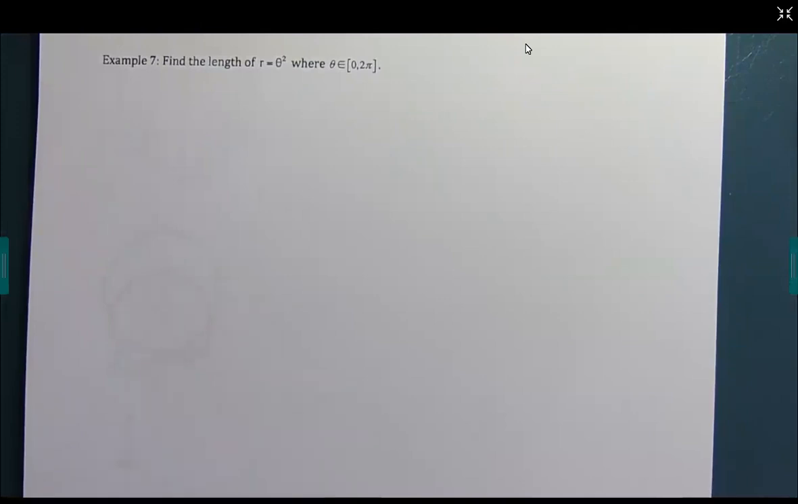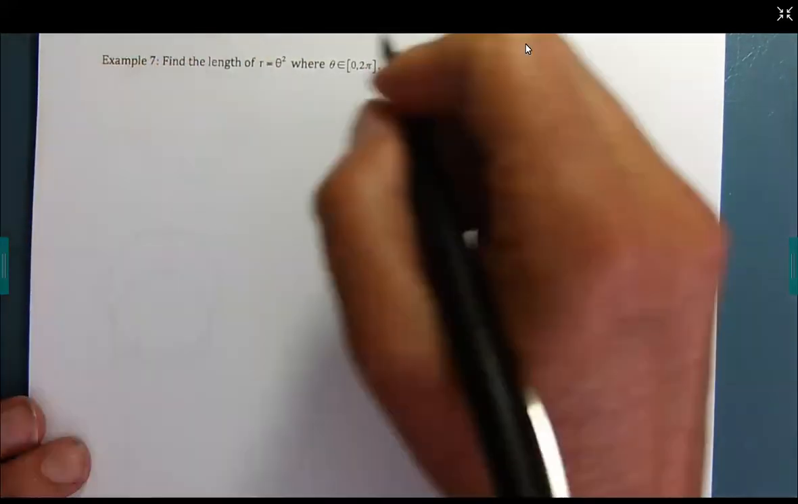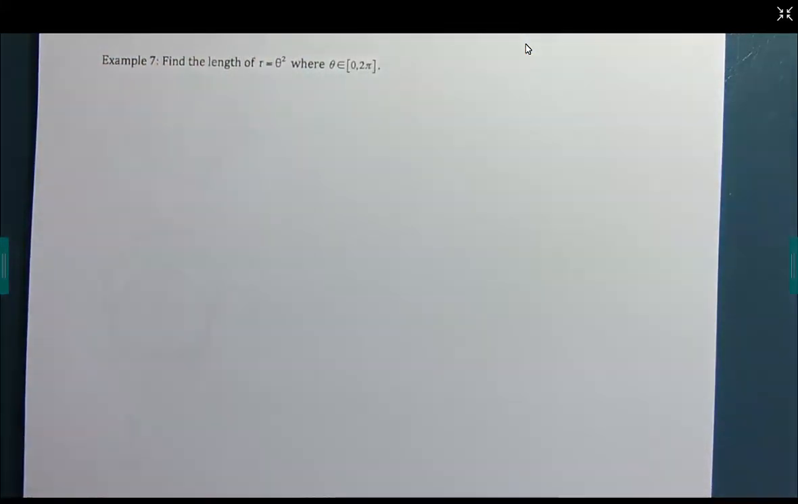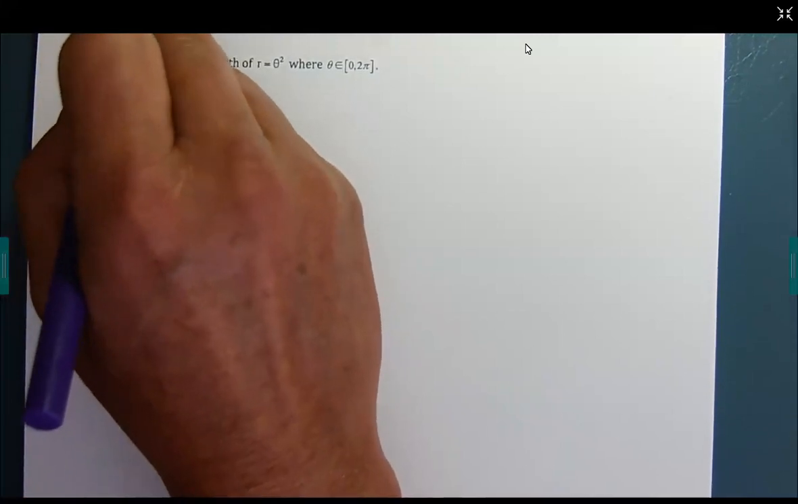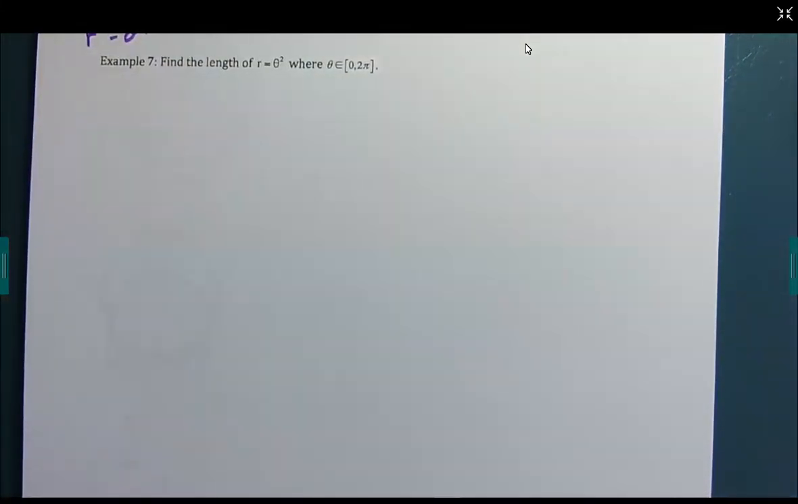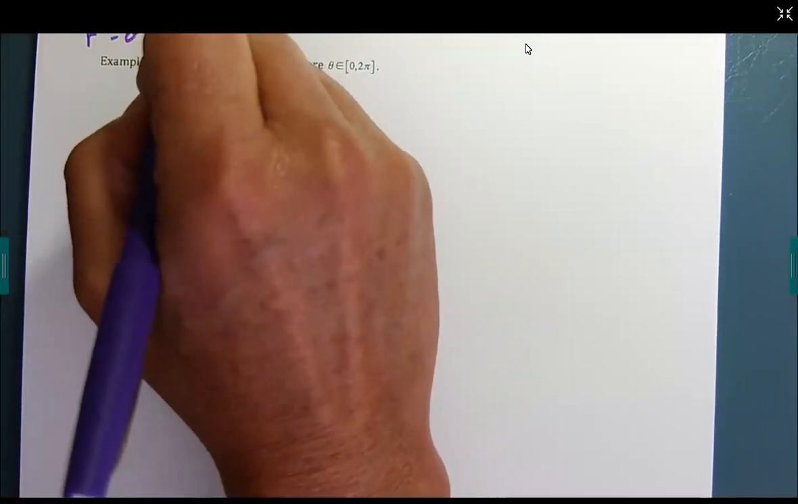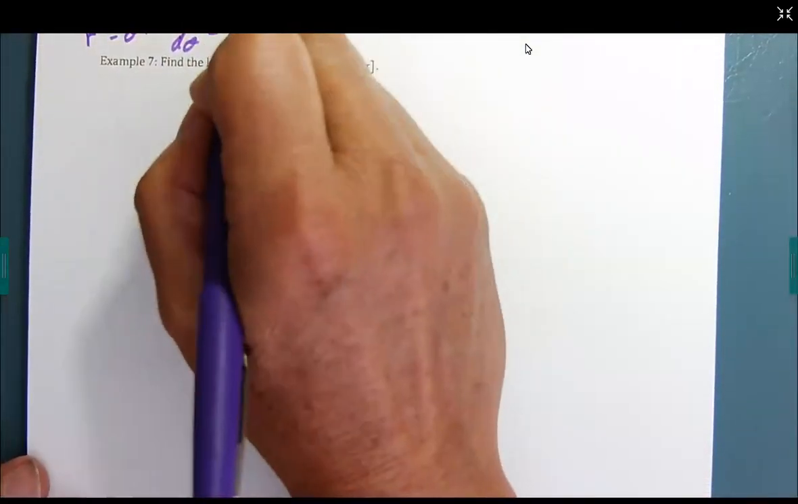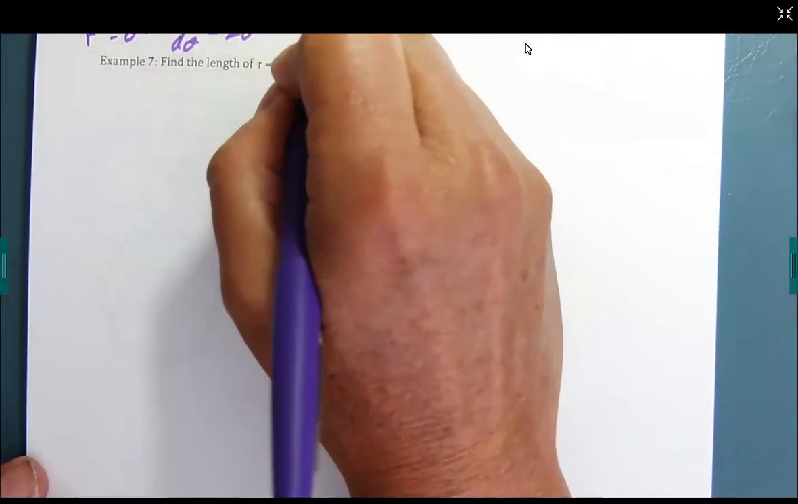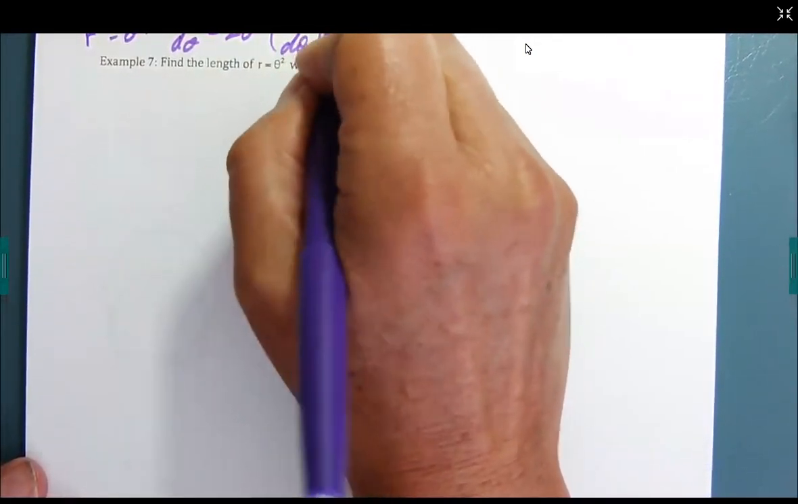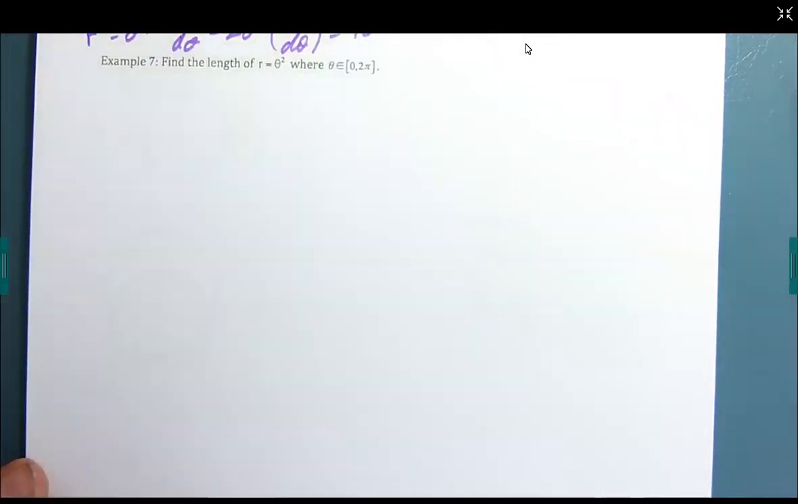So we are going to find the length of r equals theta squared from 0 to 2 pi. So let's find r squared. In fact, I'll do kind of what I did up here. R squared is theta to the 4th. And dr d theta is going to be 2 theta. And dr d theta squared is 4 theta squared.